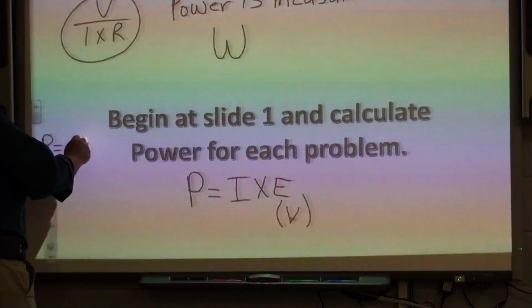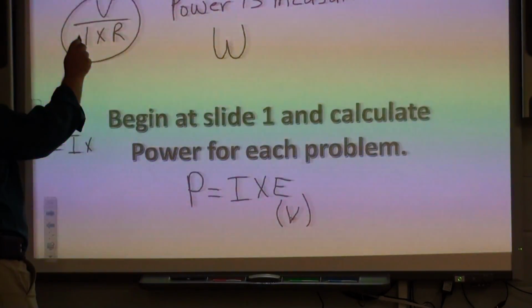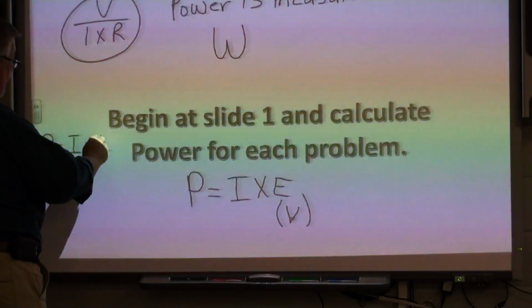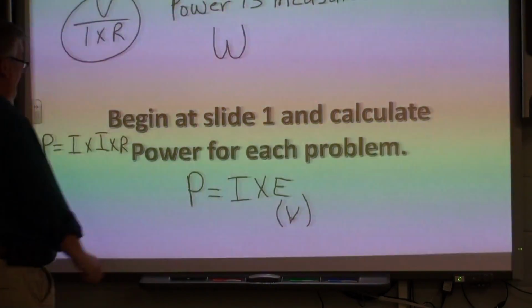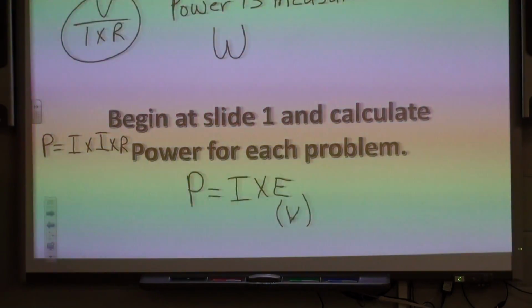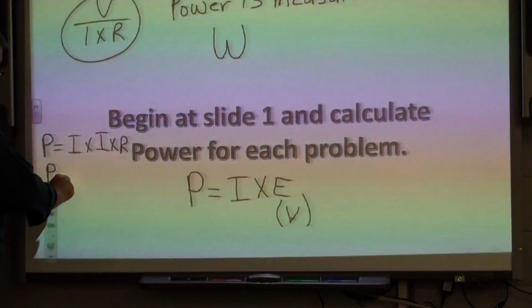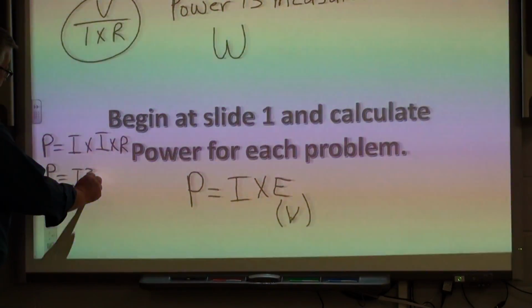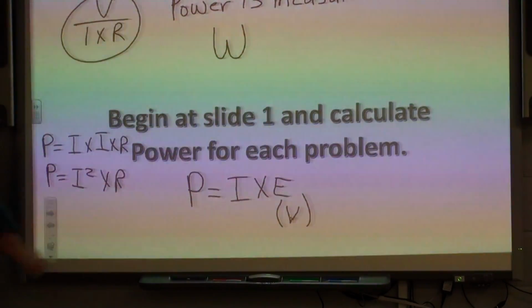P equals I times, and we're looking for the formula for V, which is I times R, right? There we go, that works much better. So if we solve that down, P equals I squared times R. So we can actually make a formula by going back to our Ohm's law.